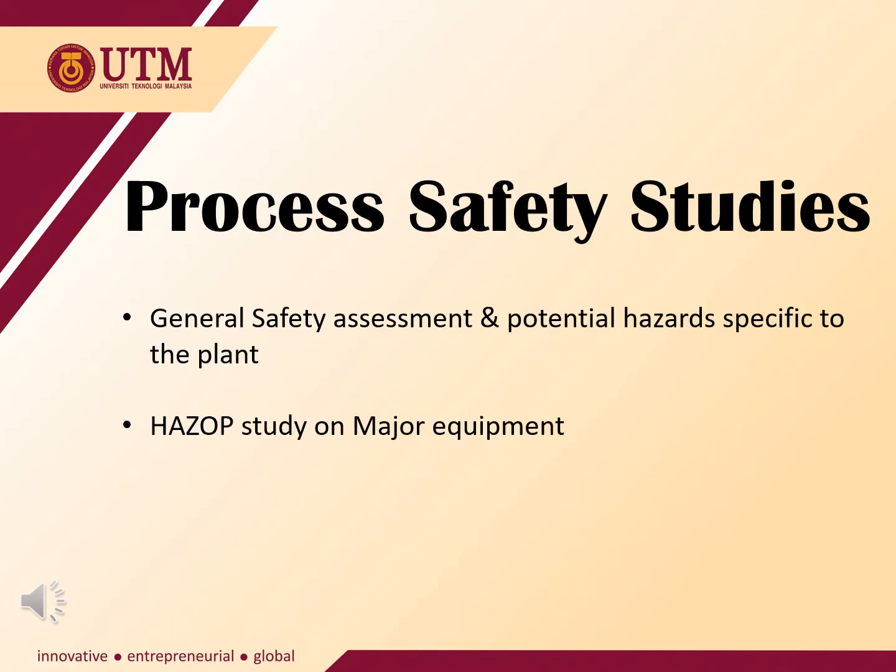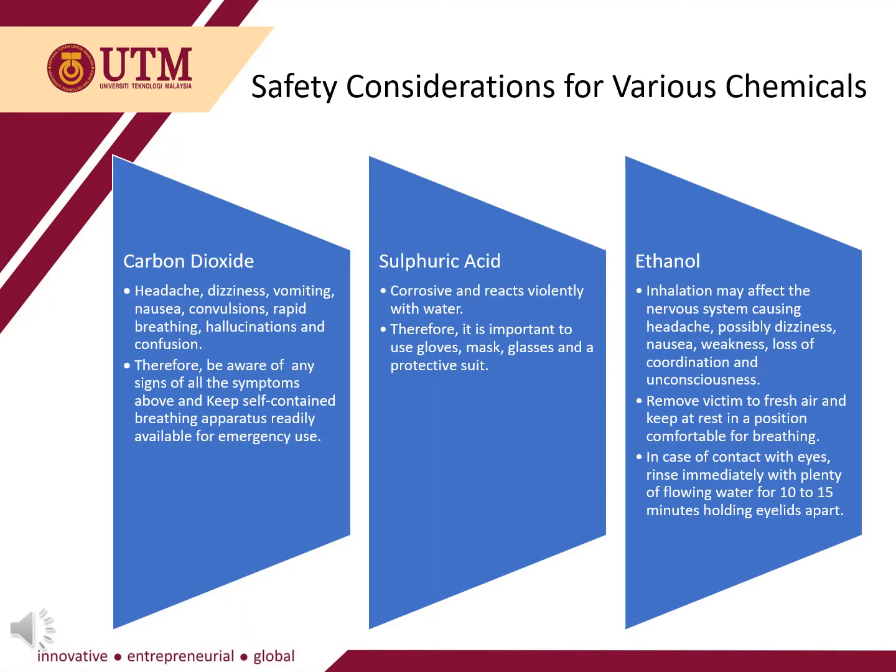Move on to the process safety study, we will talk about the general safety assessment and potential hazards specific to the plant, and also the hazard study on major equipment. Consideration of various chemicals: safety considerations and precautions have been gathered concerning chemicals involved in the process that may pose a hazard to the operators.